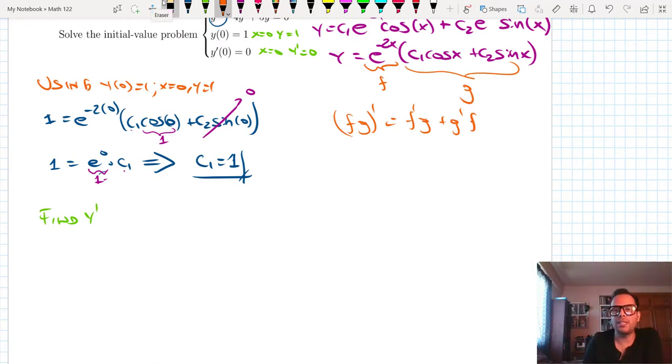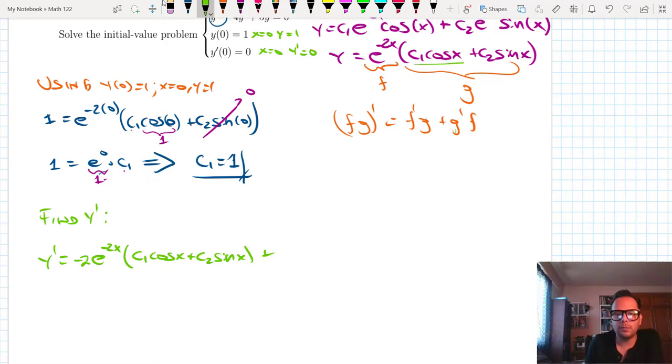So what is f prime? That is the derivative of the exponential part. So y prime is negative 2 e to the negative 2x, times g, which is just c1 cosine of x plus c2 sine of x, plus g prime. What is the derivative of c1 cosine x?